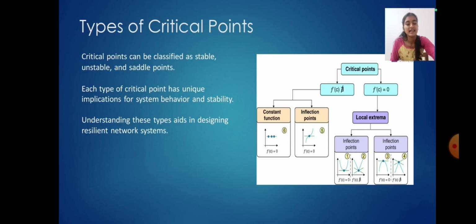Unstable means if A is less than 0 and AC minus B square is greater than 0, then the point is said to be unstable or a local maximum point. Saddle means if AC minus B square is less than 0, then the point is said to be a saddle point. If f dash of C is equal to 0, then the point is said to be a local maximum or a minimum point.